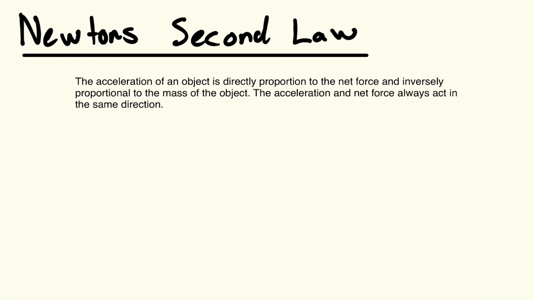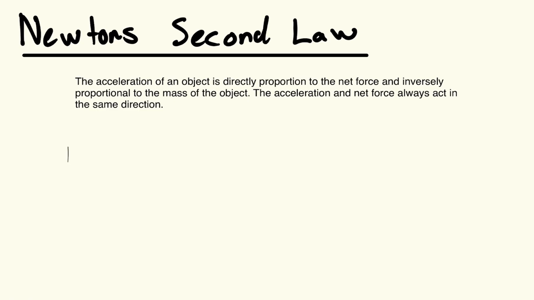Hey everyone, so today we're going to go over Newton's second law. Now Newton's second law states that the acceleration of an object is directly proportional to the net force and inversely proportional to the mass of said object. Furthermore, the acceleration and net force always act in the same direction. Now what do we mean by this?